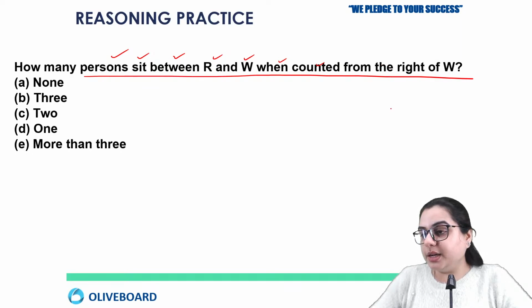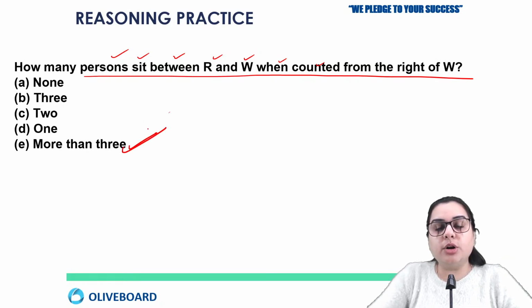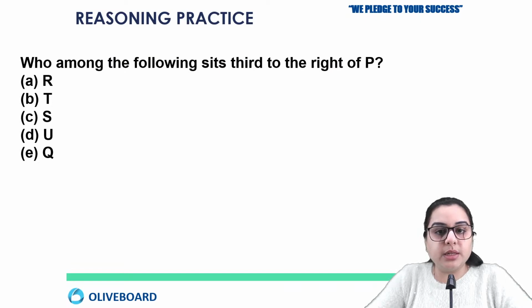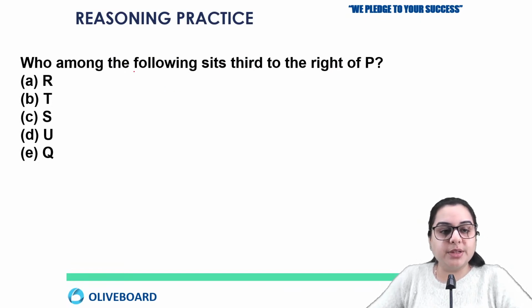Okay, so tell me the answer for the next question. How many persons are there between R and W? So the answer here is 4. So we are going to mark option number E, that is more than 3. Right? Okay, next question. You are not giving me the answer. I hope you have noted the explanation.